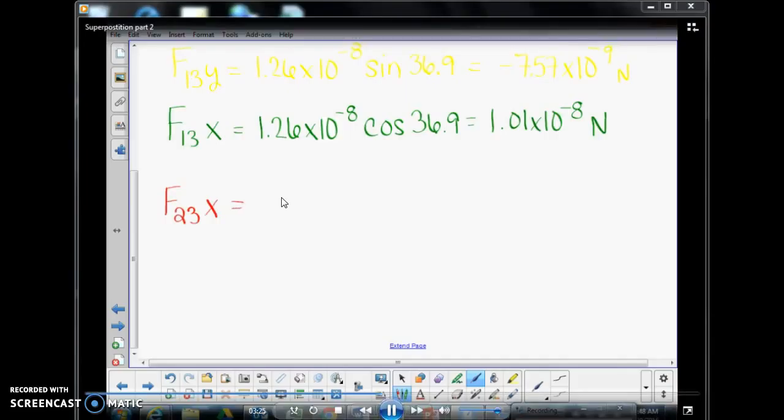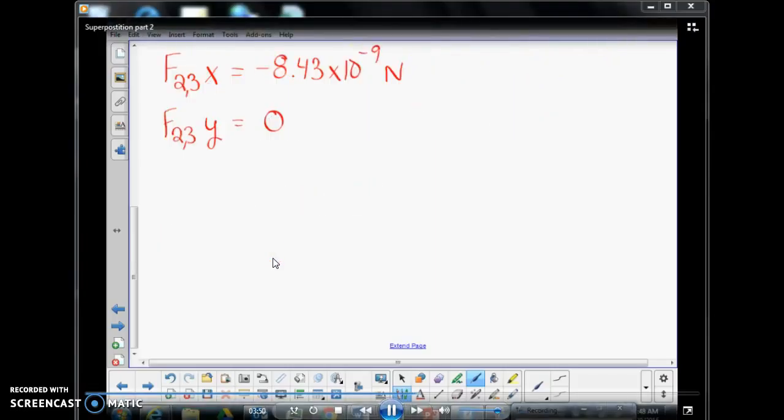So now I'm going to go ahead and break up the other vector. Because it's only in the x direction, it does not have a y component. All of the magnitude of that vector is going to act in the negative x direction, because it's pointing to the left, so it gets a negative sign. We don't have a y component because that vector only points to the left. It's not going up and down, it's only going to the left.